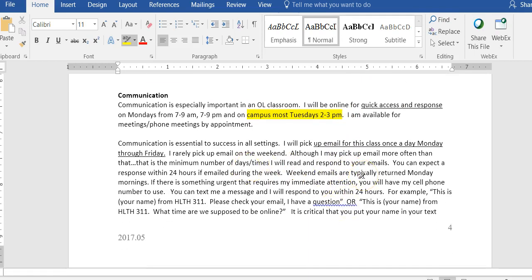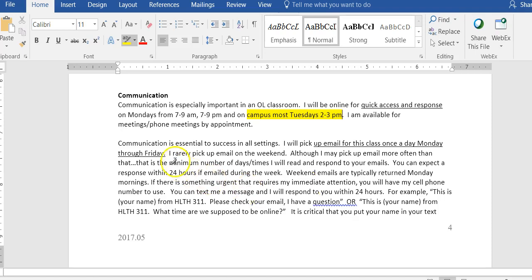Communications, I don't usually answer my phone when it rings, and if you send me a phone message, it automatically goes to email. I pick up my email for this class every Monday through Friday. I pick it up at least once in the morning. I might pick it up more than that, but I will pick it up early in the morning before 7 a.m. So if you have something really important that you send me at 10 a.m., I might not see it until the next day, and that would be an example of when you would use the text messaging.